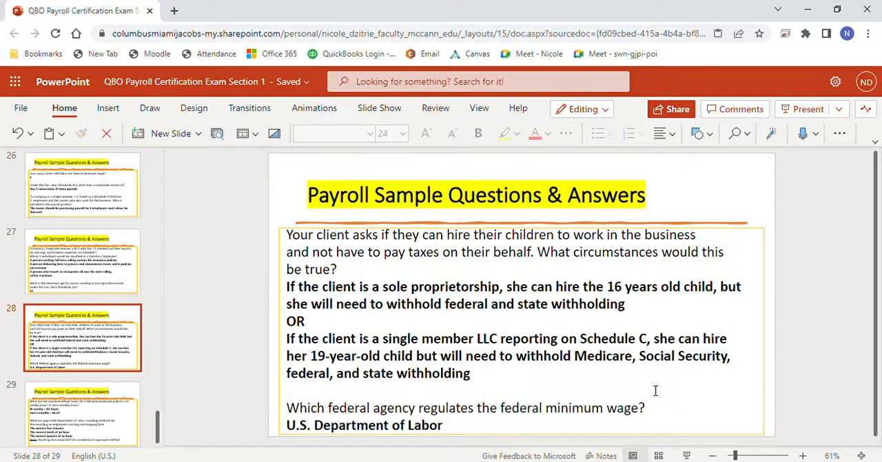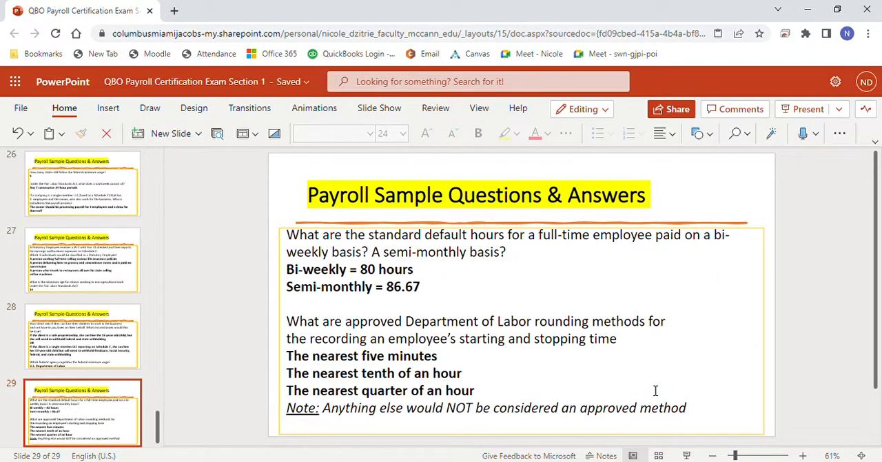What federal agency regulates the federal minimum wage? That's the U.S. Department of Labor. What are the standard default hours for a full-time employee paid biweekly or semi-monthly? That was that table I have. I hope you took a picture of it or wrote it in your notes. Biweekly is 80 hours, semi-monthly is 86.67.